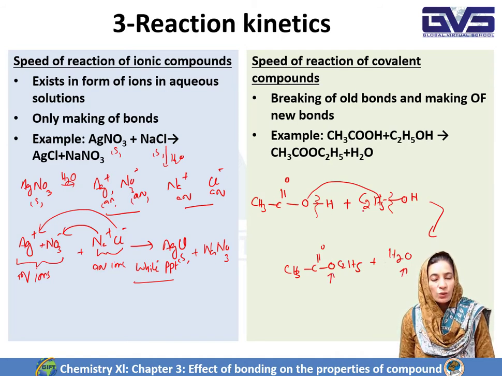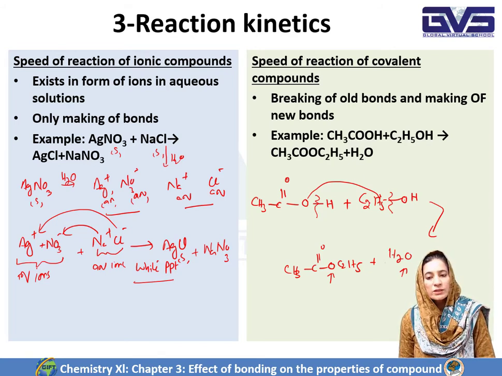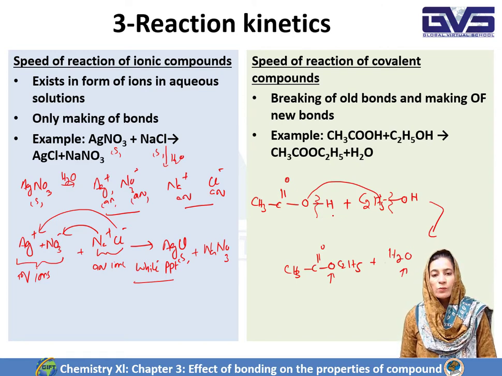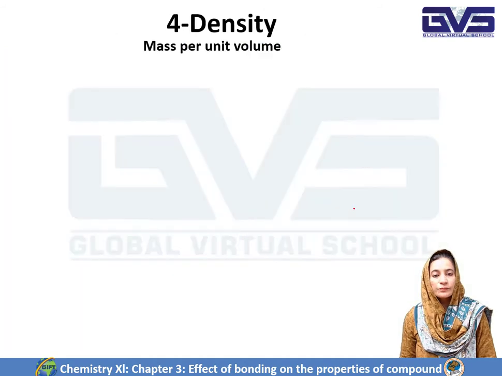So the process is slow. Well, in the case of ionic compounds, there is only formation of new bonds. There is no breakdown of the previous bonds. While in the case of covalent compounds, first there is breaking of old bonds, then there is formation of new bonds. That's why these processes are slow. Hopefully reaction kinetics is clear now.